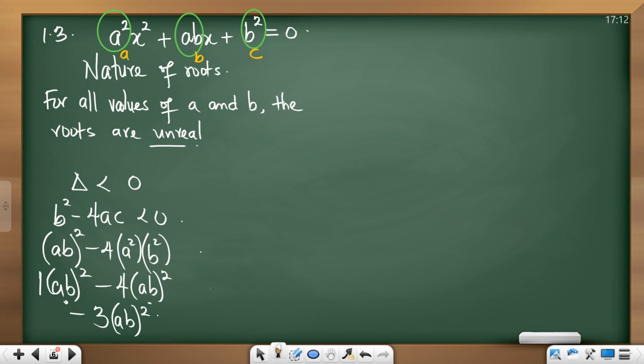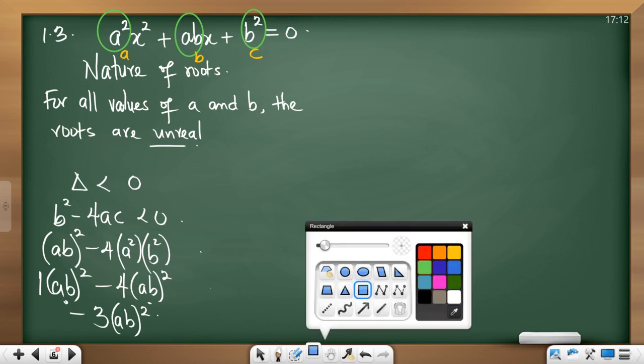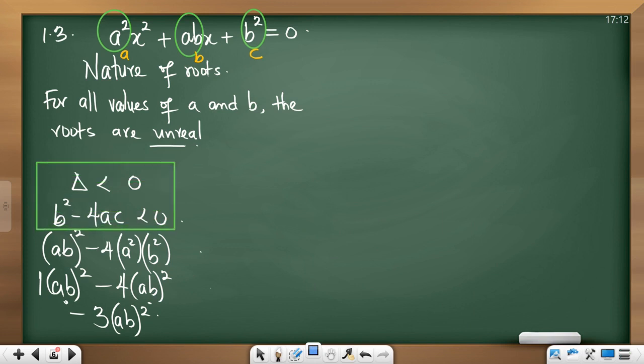Okay. So this is what we want to prove, guys. If you can prove that your discriminant is less than 0, then we will be fine. So this is my discriminant, and my discriminant is minus 3AB squared. The question now is, is minus 3AB squared less than 0? That's the question.